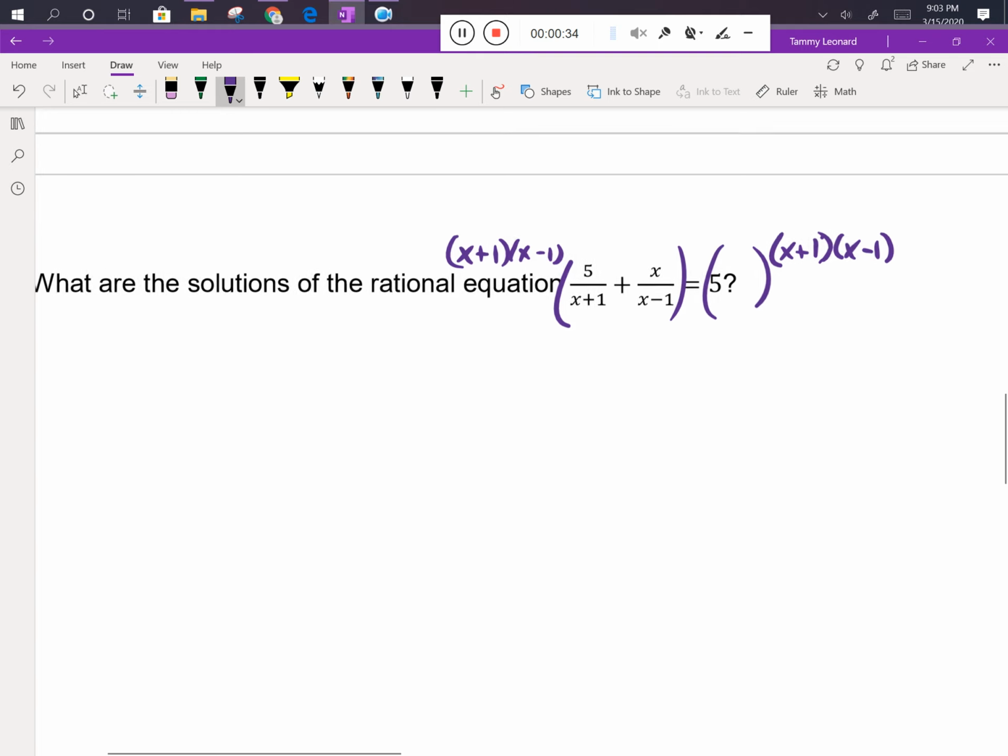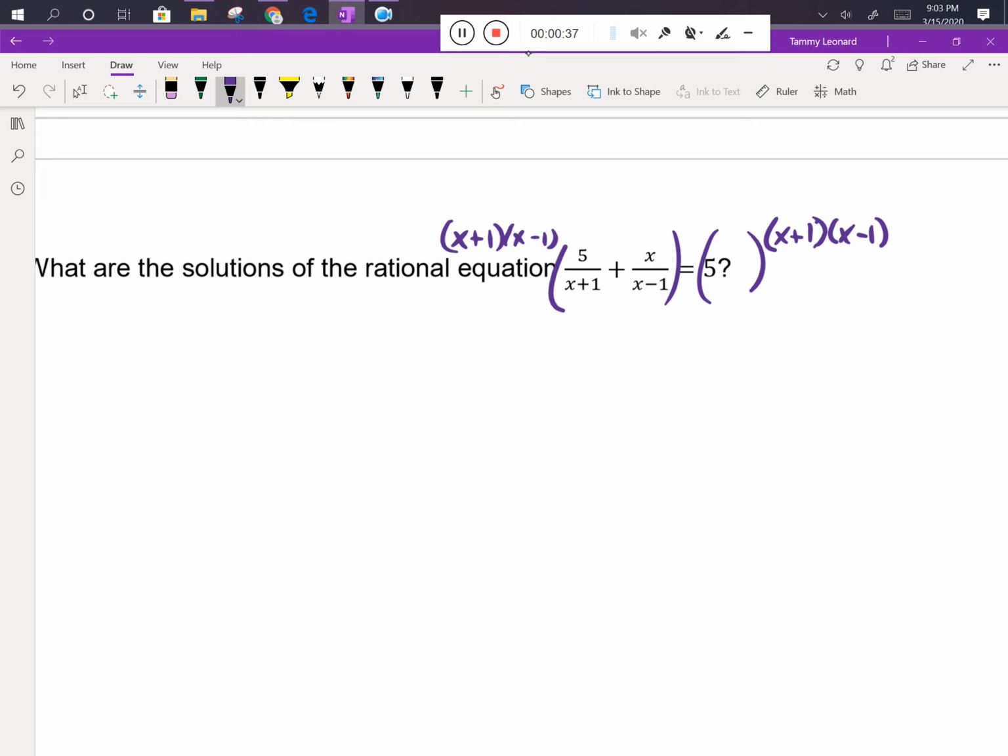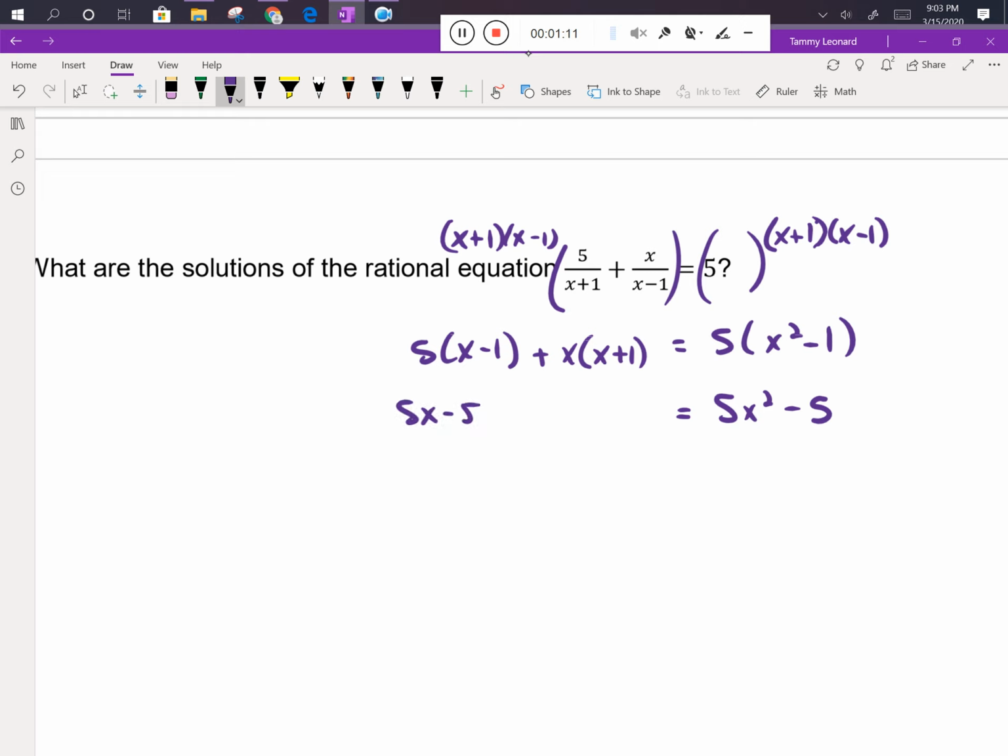Now, for clarity's sake, I'm going to go ahead and write the fact that I would simplify this to be 5 times x squared minus 1 on this side, so then I can distribute it to 5x squared minus 5. Now, on the other side, when I multiply that common denominator by the first fraction, the x plus 1's cancel, and it's just 5 times x minus 1. Whereas when I multiply that common denominator by the second fraction, it's the x minus 1's that cancel, and I'm adding x times x plus 1. So I can do those two distributions and get 5x minus 5 plus x squared plus x.